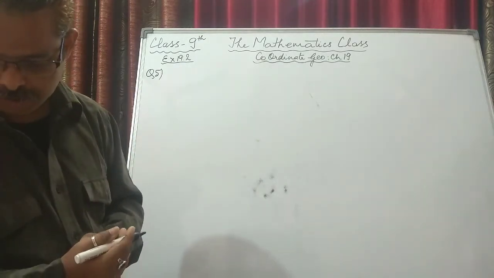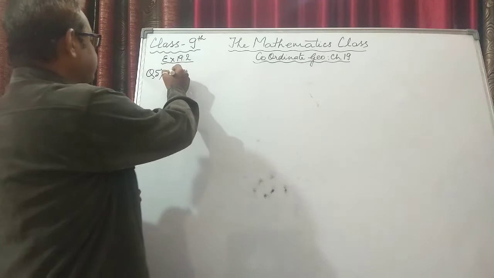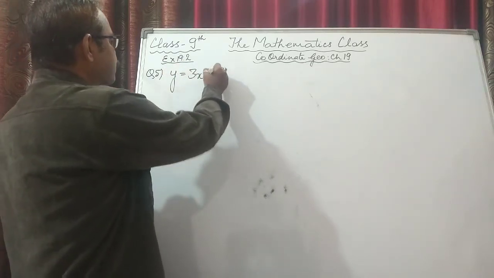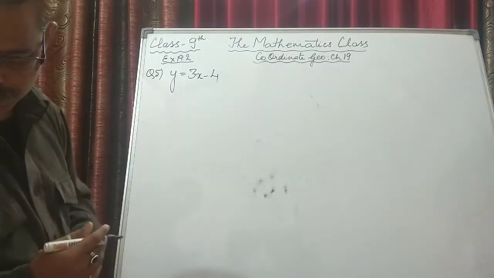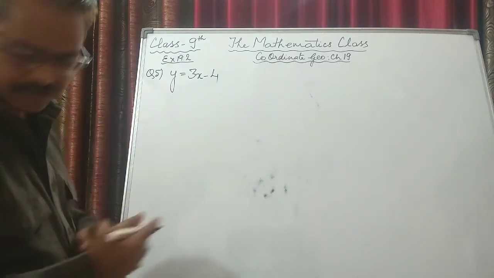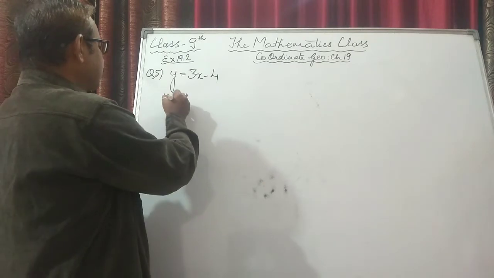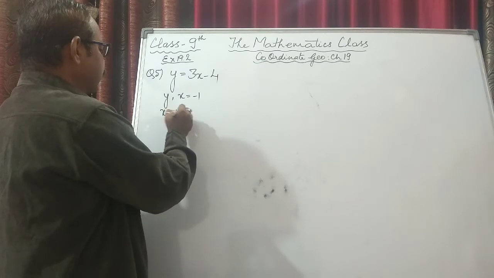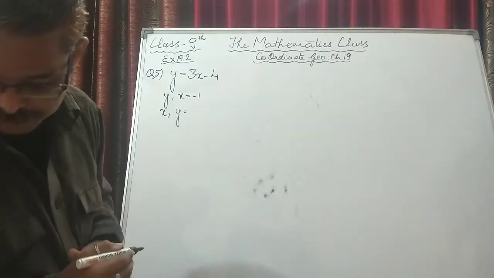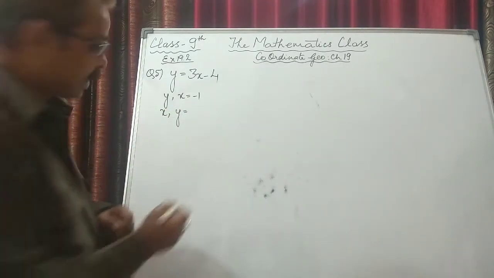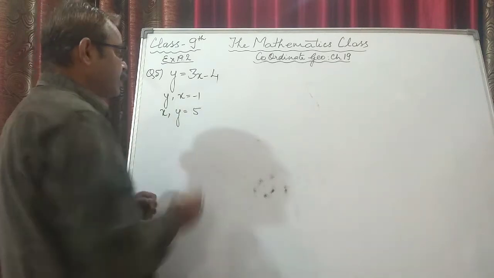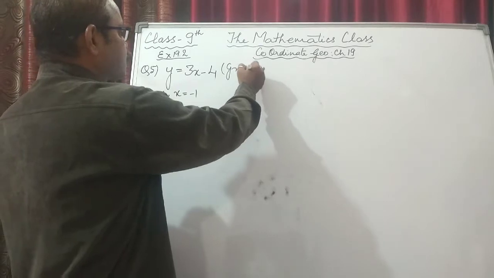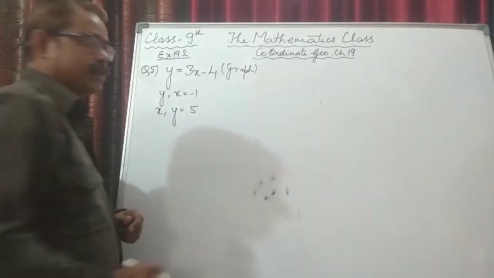They say draw a graph of the equation y is equal to 3x minus 4. First of all, you have to draw the graph of this equation, and then you have to find the value of y when x is equal to minus 1, and the value of x when y is equal to 5. These two values you have to find with the help of the graph.